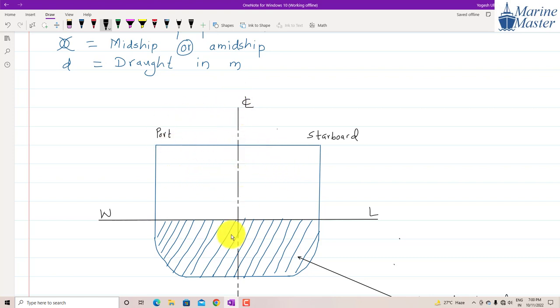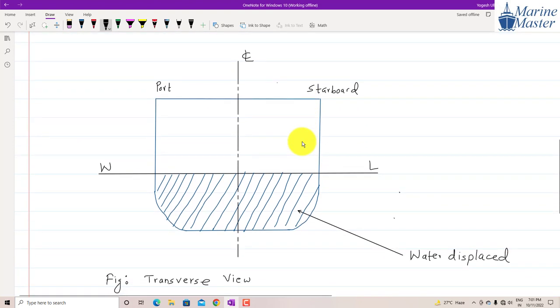What is the speciality of the center line? About the center line, the port side portion and starboard side portion must be what? Mirror images of each other. Try to understand the point. Very, very simple discussion. Not that difficult a discussion.